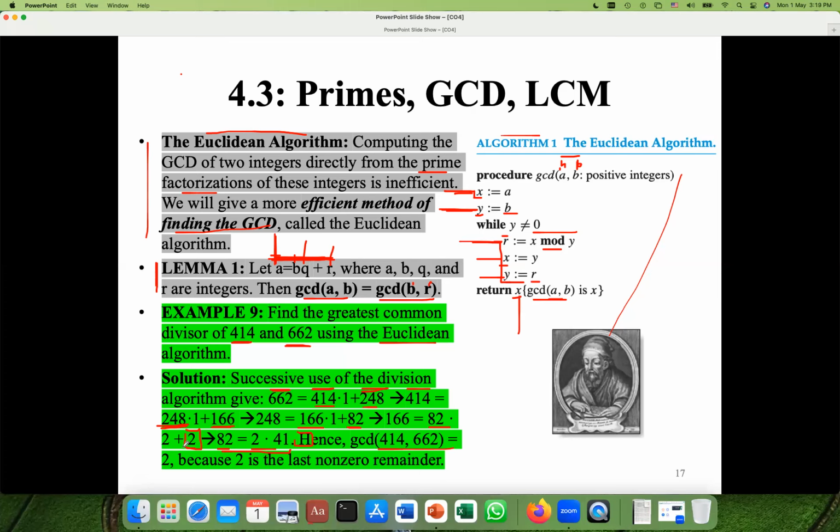You have to go back to where the remainder is not 0, and then you have to find the value of x. You have to take the value of x, not the value of r, not the value of the remainder. So you can say it like that: the last non-zero remainder, because 2 is the last non-zero remainder, or you can apply this Euclidean algorithm. So you can go back.